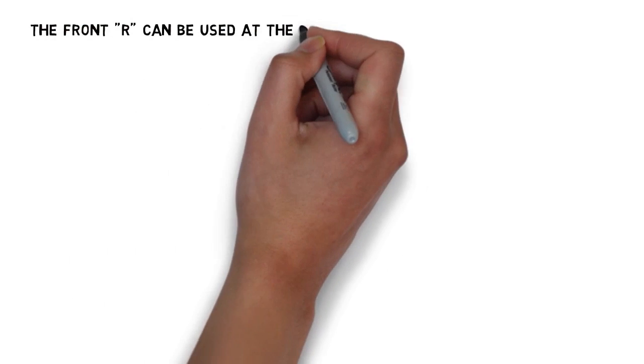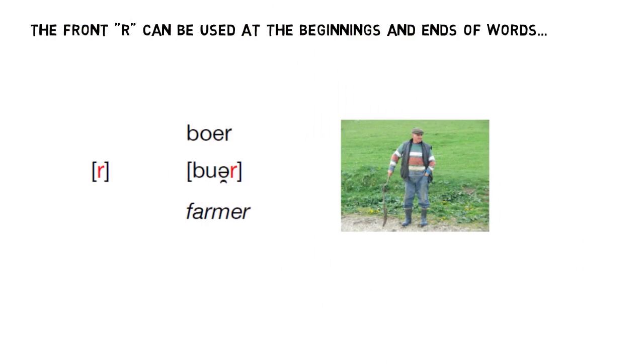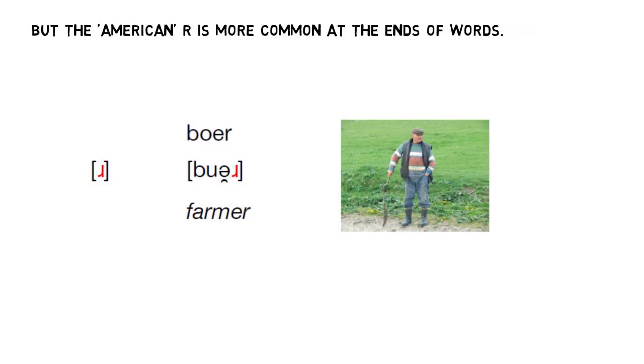If you choose to use this front R, then you're going to have the option of using it again at the ends of words. As in boer. But it's becoming more common to pronounce that final R in basically the same way that you pronounce it in English. As in boer. The IPA symbol for that sound is an upside-down lowercase r.